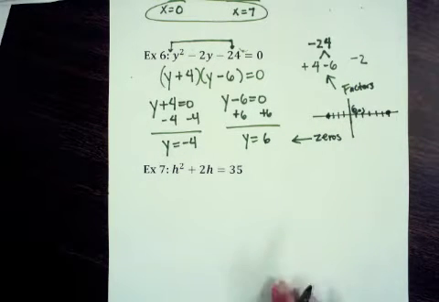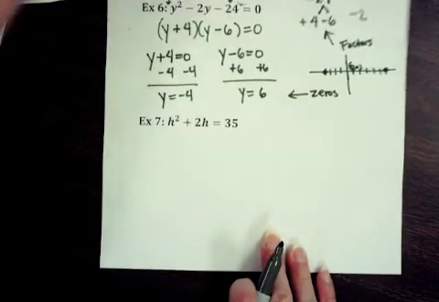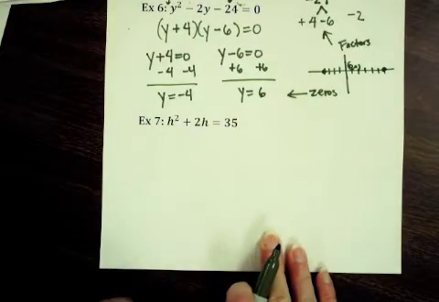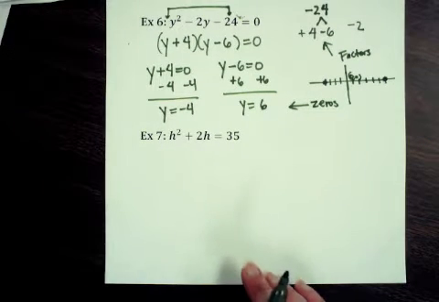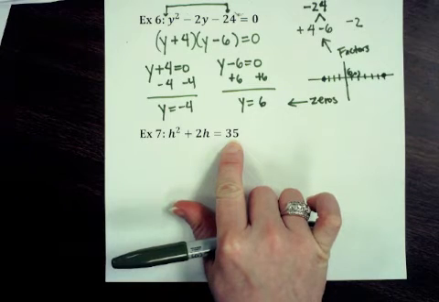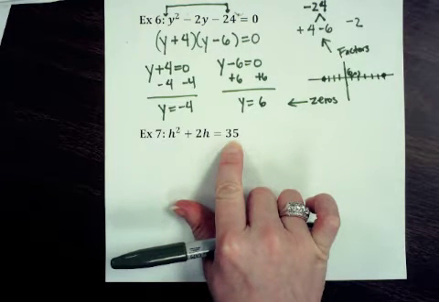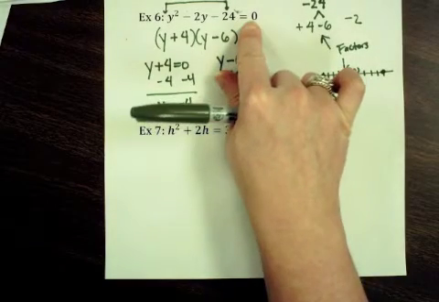Alright, let's look at example 7. How is this one different? Why is this one different than 6? Or even 5 or 4? Notice this one says equals 35. We do not want to have a problem set equal to 35. We want to have a problem set equal to 0 every time.